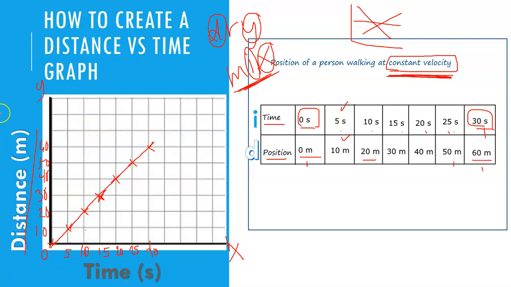All right, so the key is for a distance versus time graph, you will always have time on your x-axis and you will have distance on your y-axis.